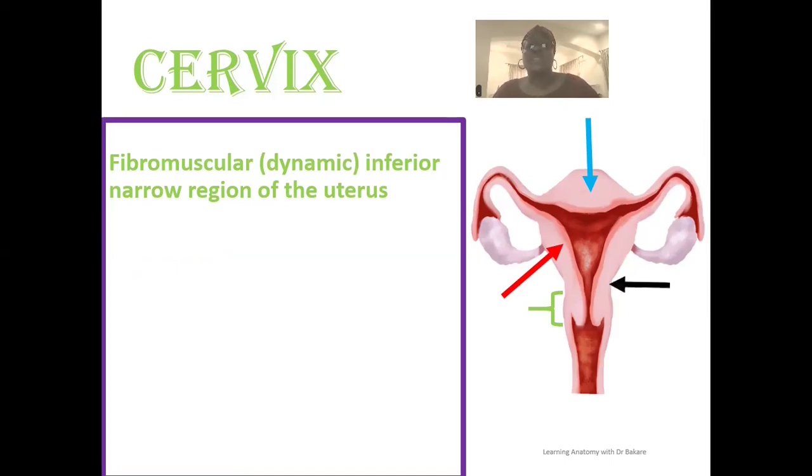Inferior to the body, we have a constricted region that is arrowed in black, and this is referred to as the isthmus. Inferior to the isthmus is where we have the cervix, and this is the cervix here, carved out in green. And if you go more inferiorly to the cervix, we then have the vaginal canal. It is the vaginal canal that finally opens into the external environment.